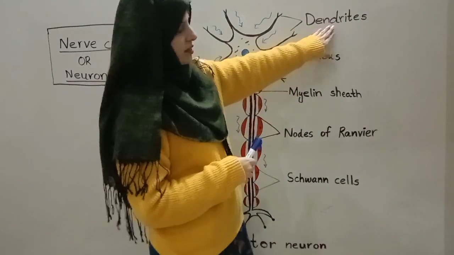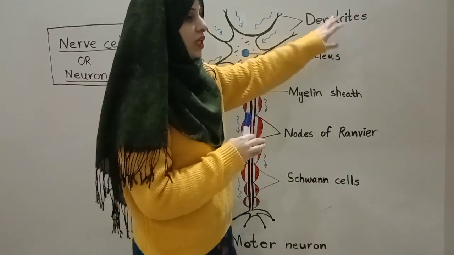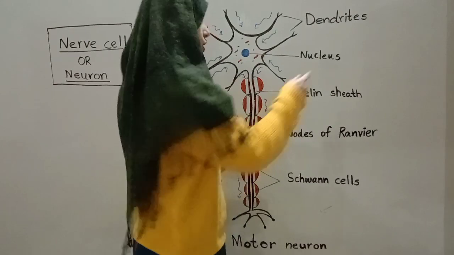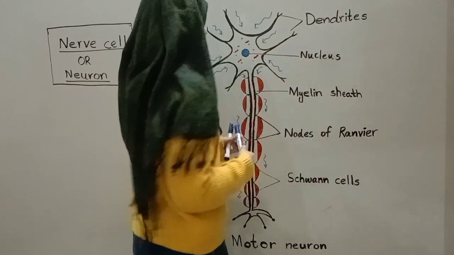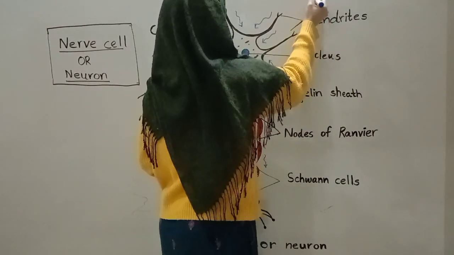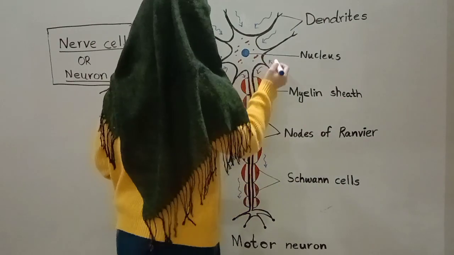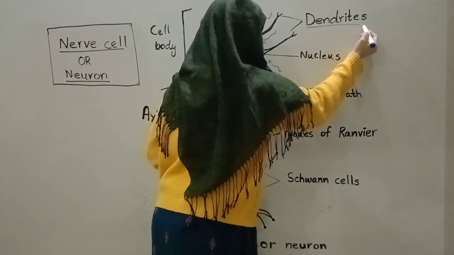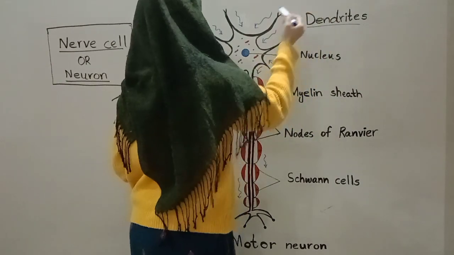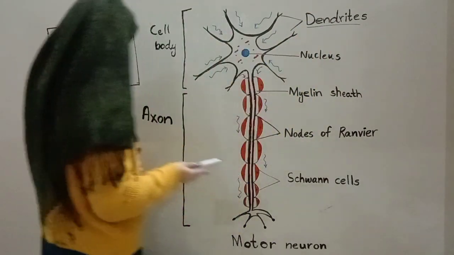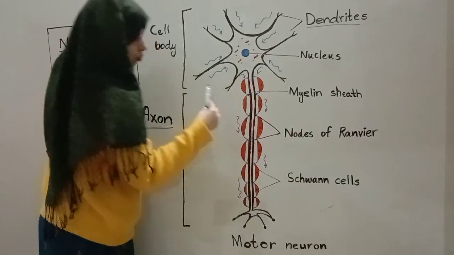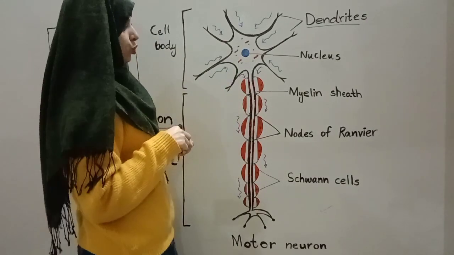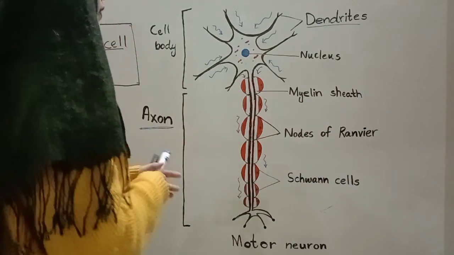Let's talk about the dendrites. Dendrites are the processes which conduct nerve impulses towards the cell body. This is the cell body, and these are the nerve impulses. The function of dendrites is that they conduct nerve impulses towards the cell body. And what about the axons? Axons conduct nerve impulses away from the cell body. These are the two processes which extend from the cell body.